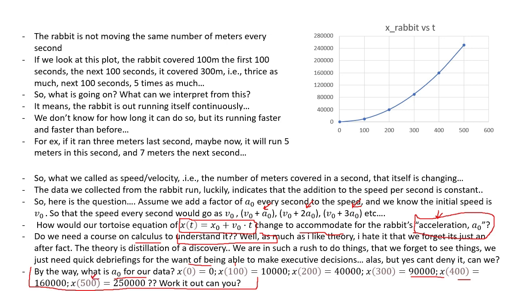Now, if this is the data that we have, can you work out what A naught is? Would it be possible to work it out? Right. It's not very difficult. So you can just pause here and try to work it out. And then when you're done, we can continue further. Welcome back. I guess you've successfully arrived at what the acceleration is for this data.